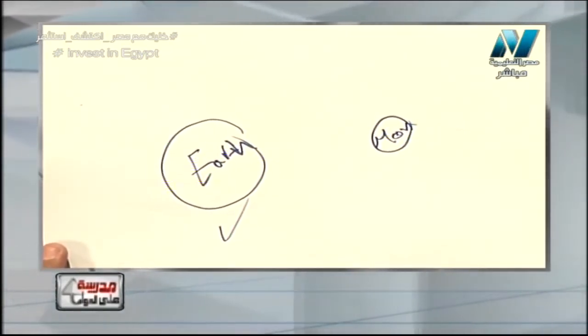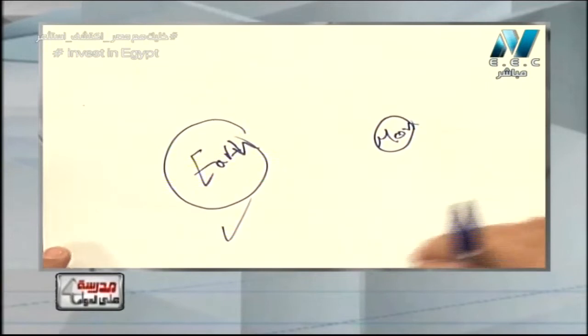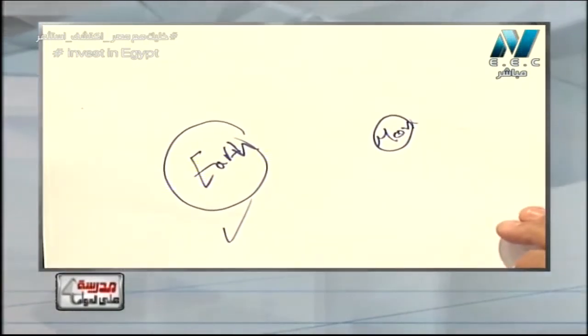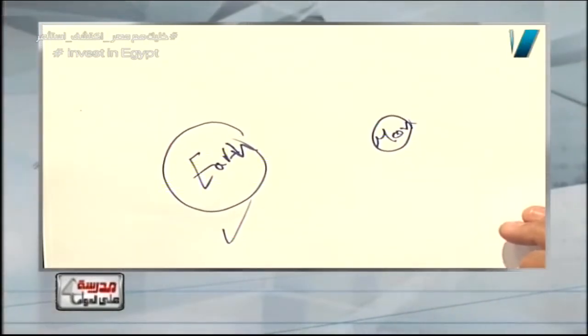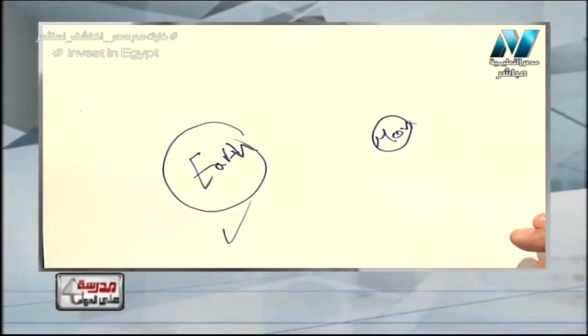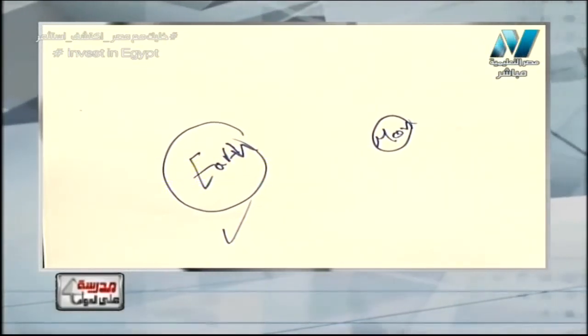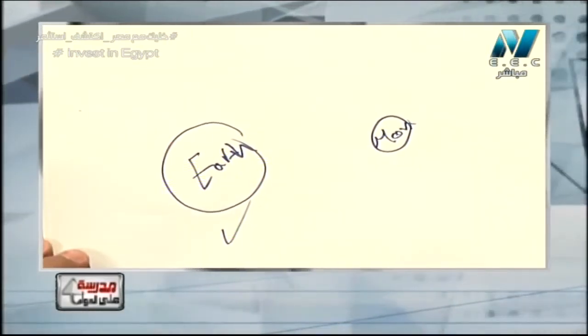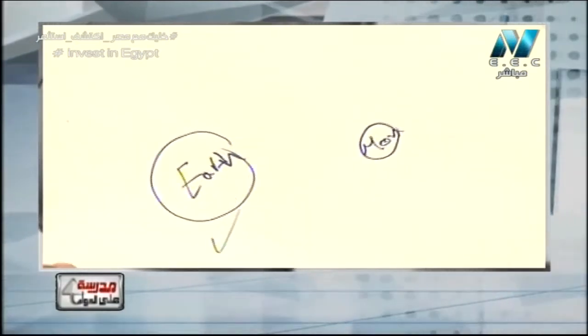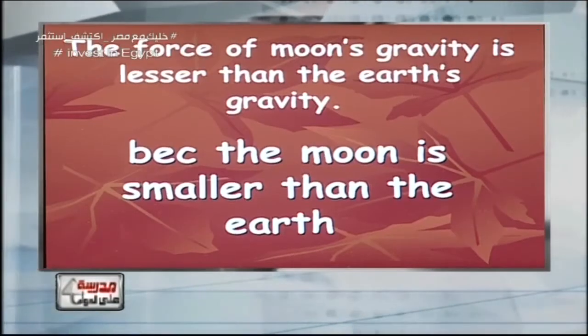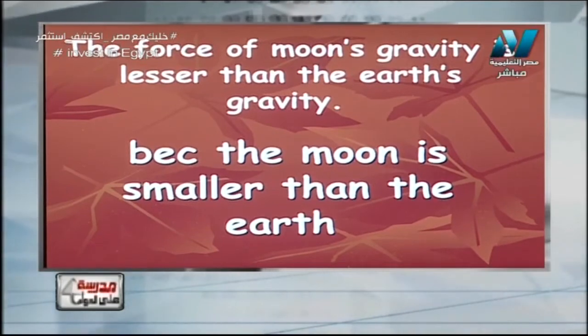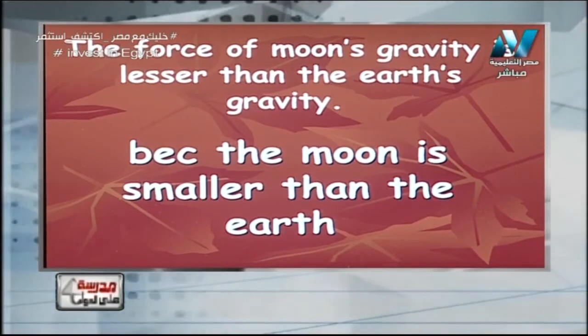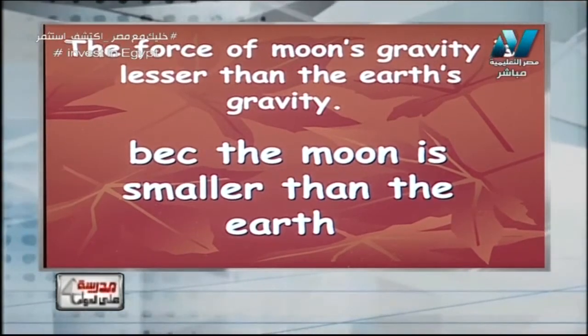Because the Earth is larger than the moon. So again, Earth's gravity is more than the moon's gravity because the earth is larger than the moon. So again, the question says force of moon's gravity is lesser than the earth's gravity, because the moon is smaller than the earth.